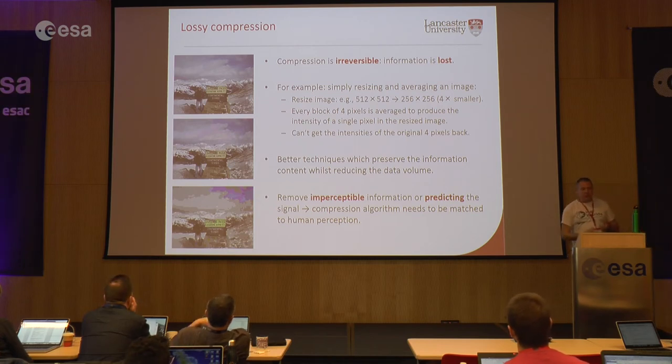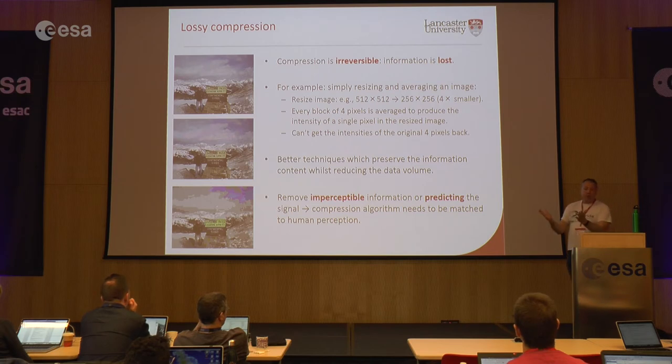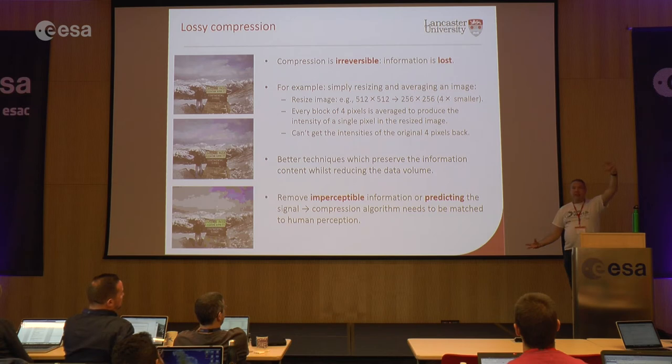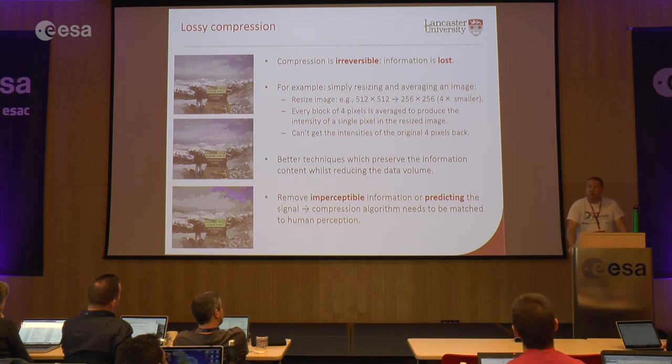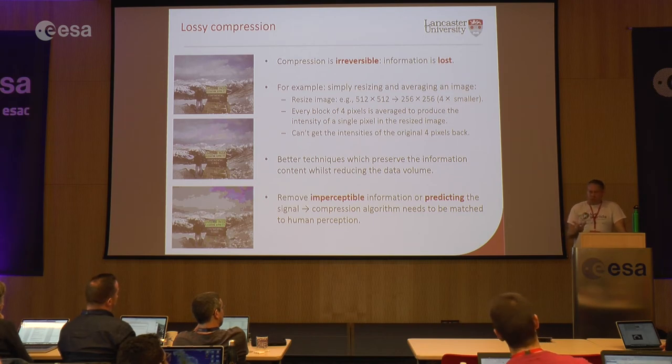One simple thing that's done on spacecraft, and this is particularly relevant for images and also spectral information, is to average the data. So let's say I've captured an image that is 512 by 512 pixels in dimension, and then I reduce that down to 256 by 256 by simply averaging sets of four pixels down. That reduces the data volume by a factor of four. You can't get the original intensities of those four pixels back. That information has been lost. Now, there are better techniques to preserve the information while reducing that data volume, and there is work going on to try and improve that.